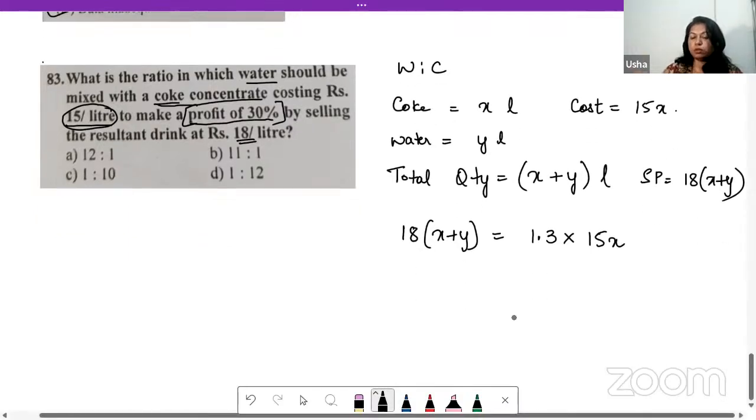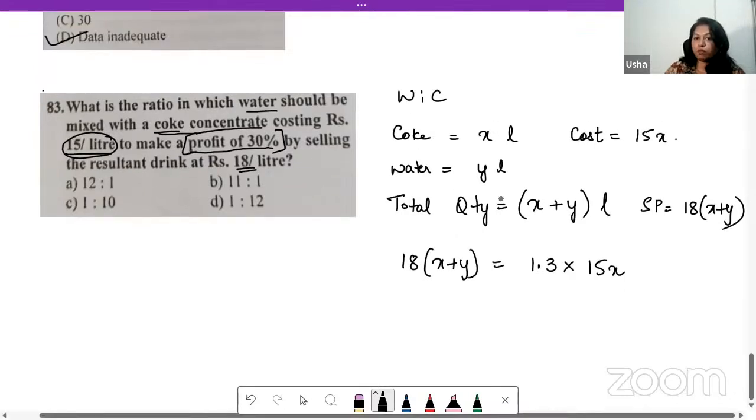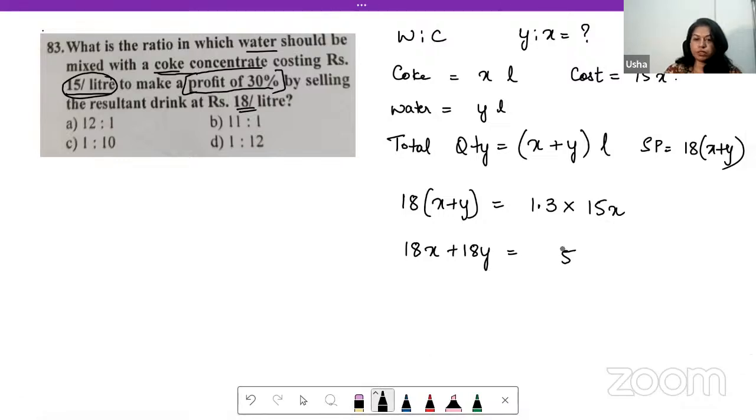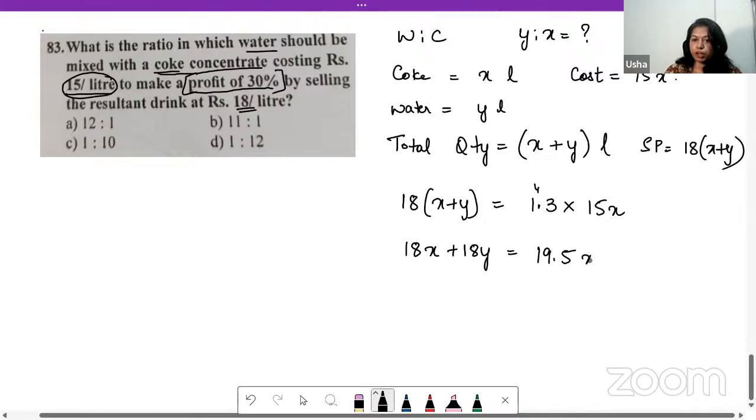Simplify this to know what is the ratio of water to Coke is what I'm supposed to find. Water is Y liters, Coke is X liters. I am supposed to find Y is to X. This is what we are supposed to find. Simplify this. You will get 18x plus 18y. 1.3 into 15 is how much? 15 threes are 45 and 15 ones are 15, plus 4 is 19, 19.5x.